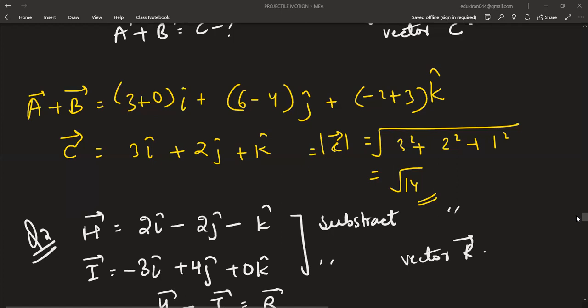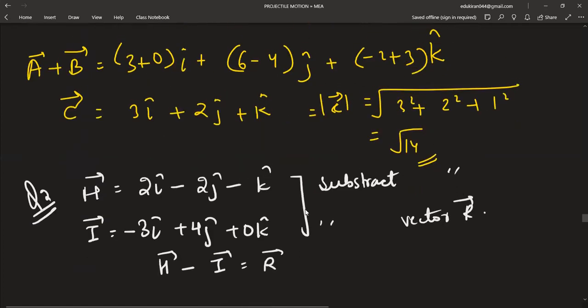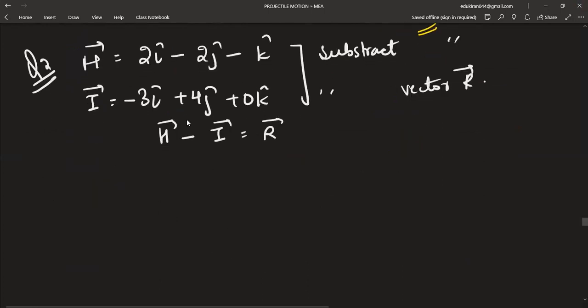Okay, class. This is the last question from this unit vectors topic. Quickly tell me this. This is easy. Let me discuss it, then you can write down all this. See, subtract, same thing. We just have to subtract here. We just have to subtract H minus I vector.